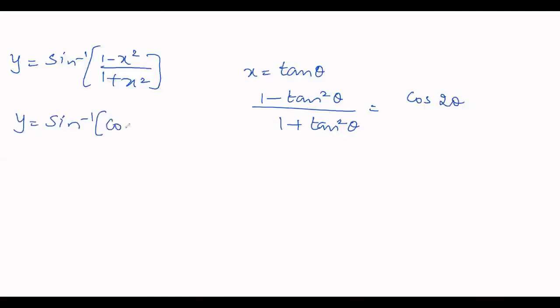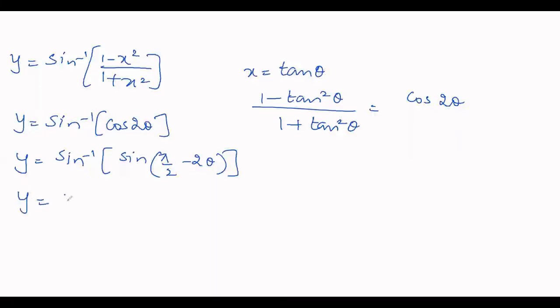But now to simplify and apply the property from inverse trigonometry, I need to express cos 2 theta in terms of sine. So that gives me sine inverse of sine of pi by 2 minus 2 theta. So applying the property now, y is equal to pi by 2 minus 2 theta. So based on my substitution again, theta is equal to tan inverse x. So let me rewrite y, y is equal to pi by 2 minus 2 times tan inverse of x.